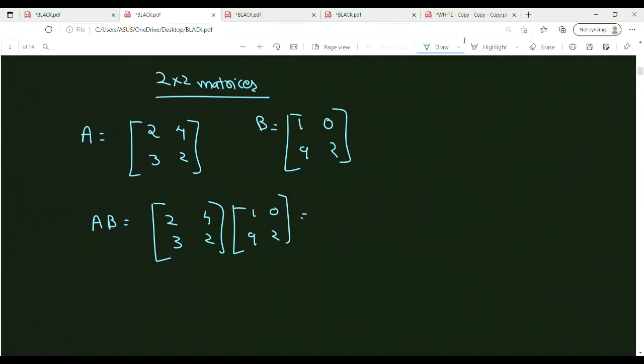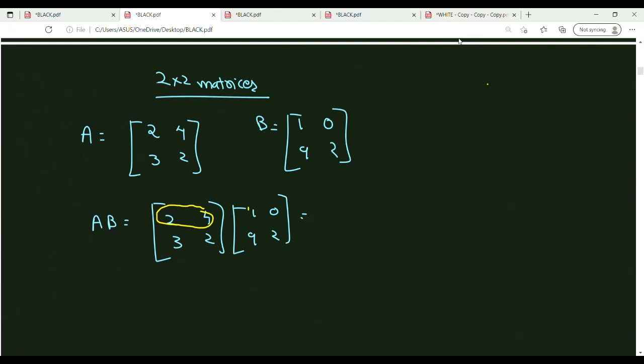Remember one thing, we will multiply something like this. First of all, we will take this row, and then this column, then we will again take this row, and then this column, then this row, and this column, and then again this row, and this column.